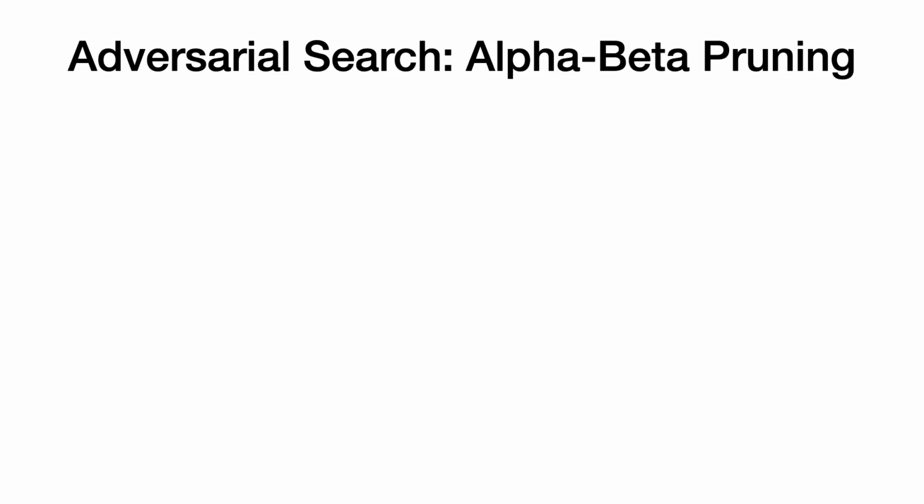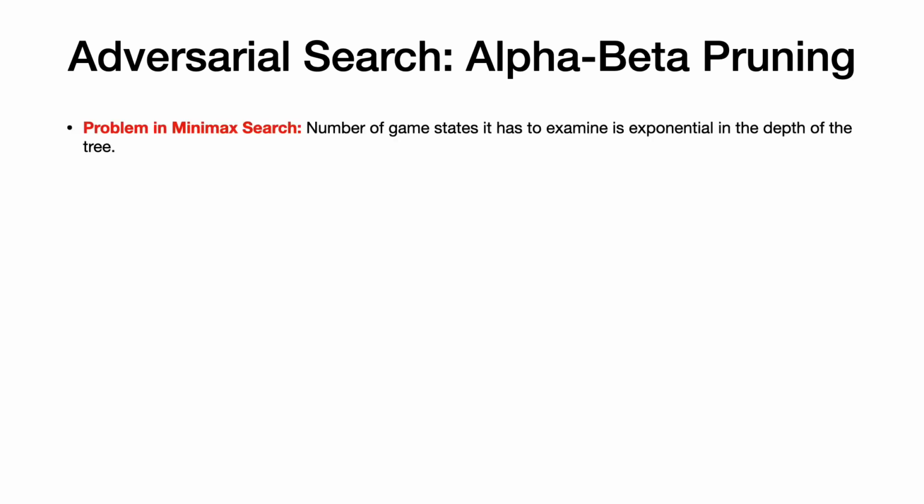Hello everyone. In the previous video, we have seen one of the adversarial search algorithms called the minimax algorithm. In this video, we are going to see an extension of that algorithm, which is alpha beta pruning. This is introduced to mitigate the problem in the minimax algorithm. In minimax, the number of game states it has to examine is exponential in the depth. This is the fundamental problem in the minimax algorithm. The number of nodes is exponential in nature.